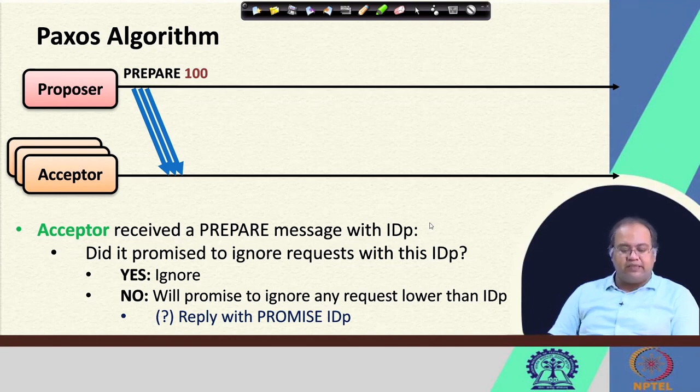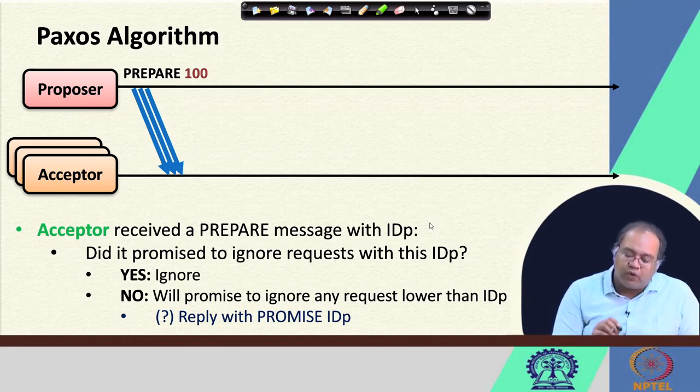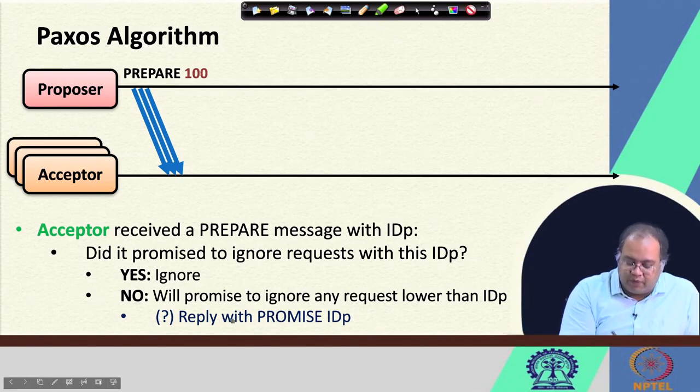When an acceptor receives a prepare message with an ID, the acceptor checks whether it has promised to ignore the request with this ID. What is meant by promise? Promise means that whenever the acceptor makes a certain promise, it is going to send that message, as we are going to see. So, if the acceptor has promised to ignore the request with this ID, then you ignore this message. Otherwise, you will promise to ignore any request lower than this ID. Okay? So this is important.